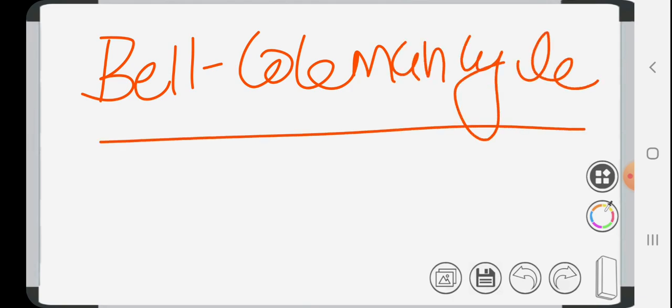So students, Bell-Coleman. Just refresh your understanding about the Joule cycle. What are the various processes? Four different processes are involved in the Joule cycle. Be ready for the next session.